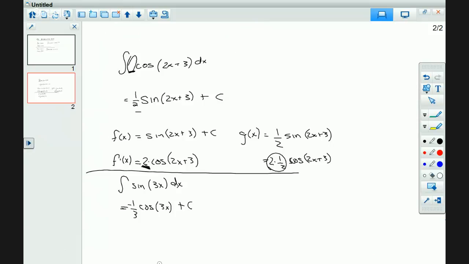Well, what if I have that? So you're dealing with stuff in the middle, inside the function, like reversing the chain rule.